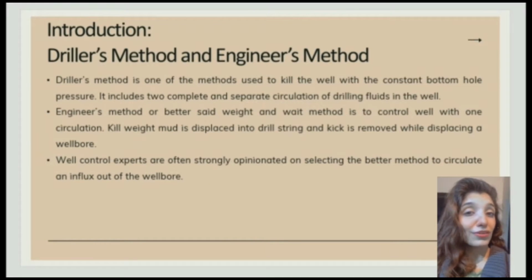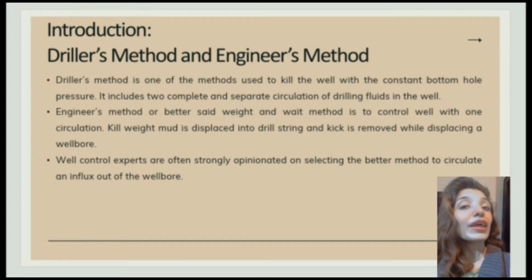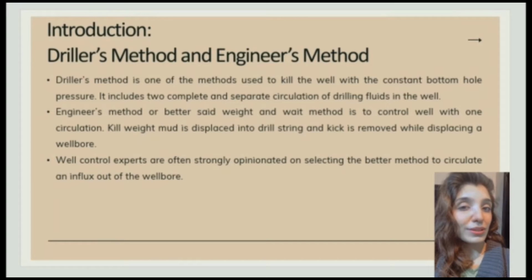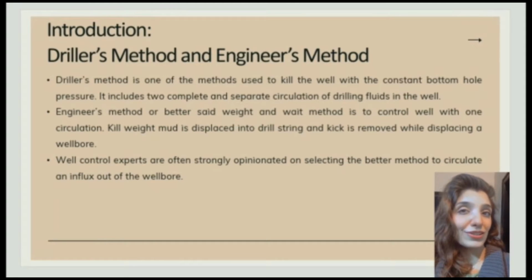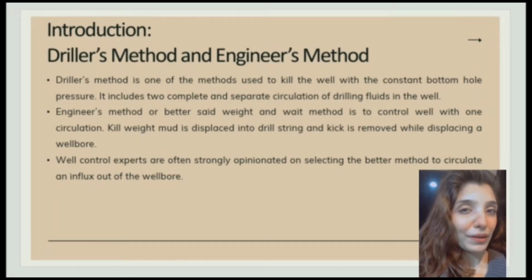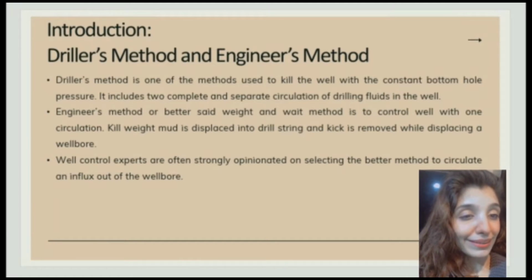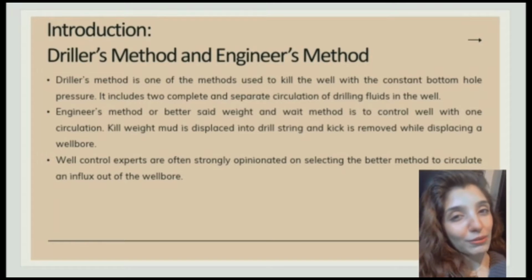What's the difference between the driller's method and the engineer's method? Well, the details will be covered later, but for now, to brief you, the driller's method is one of the methods used to kill the well with a constant bottom hole pressure. It includes two separate circulations of the drilling fluids. While the engineer's method, better known as the wait and weight method, consists of one circulation. The experts are opinionated on choosing the best method to circulate an influx out of the wellbore.